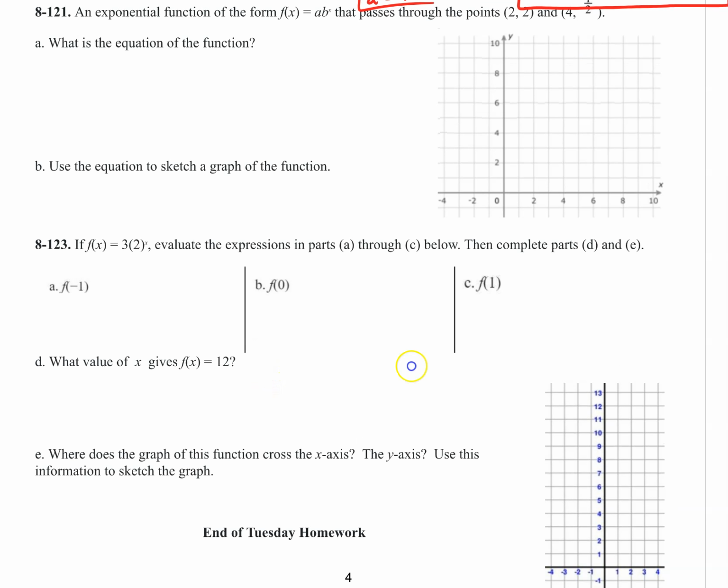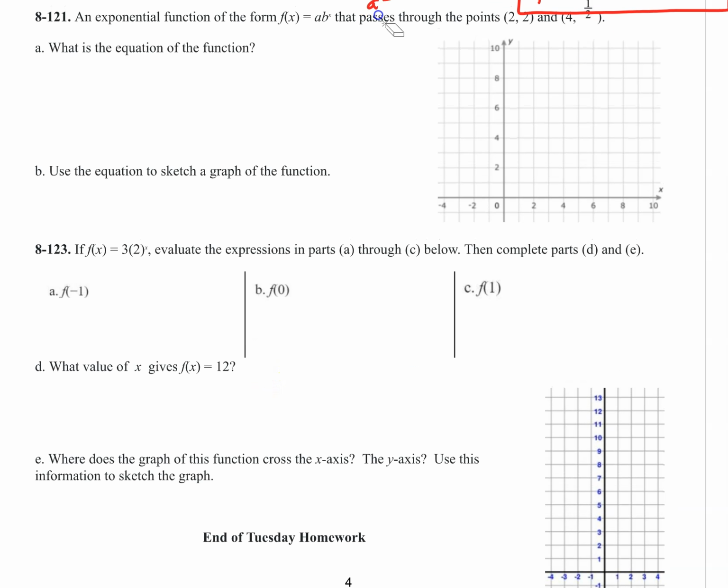An exponential function of the form a times b raised to the power x passes through those 2 points. What's the equation? Sketch the graph. I'll help you write the equation. So we have a couple of points. We make a table. Let's see how we do. We don't know what 0 is, but we know 2 is 2, and 4 is a half.